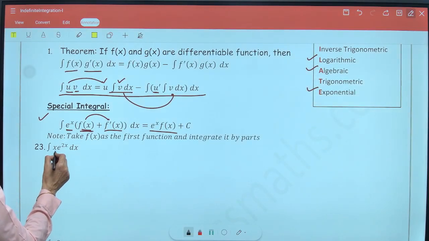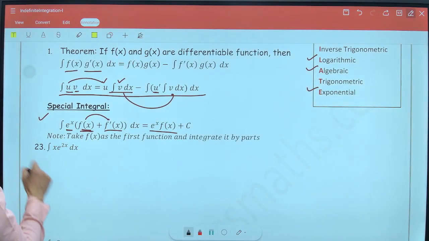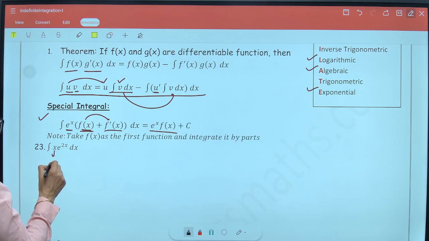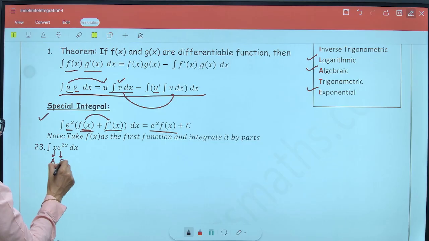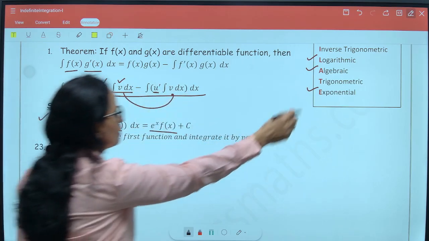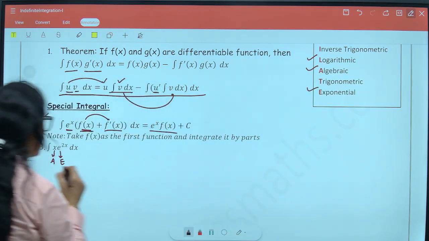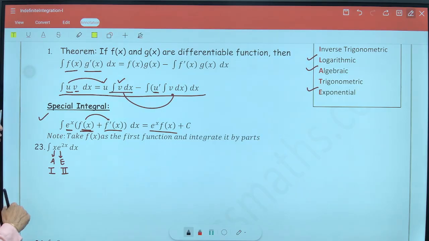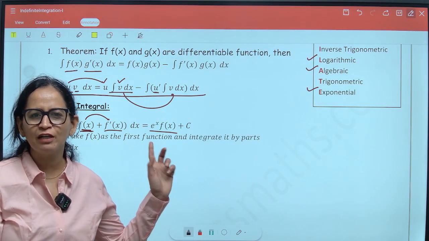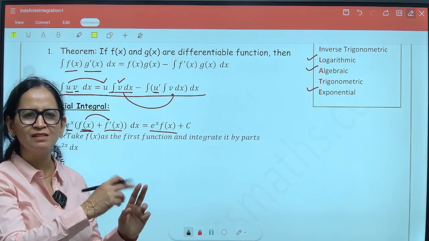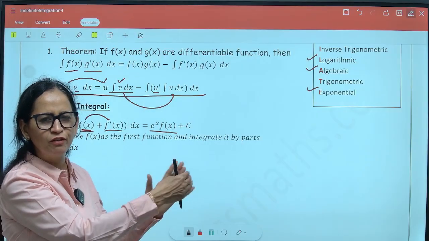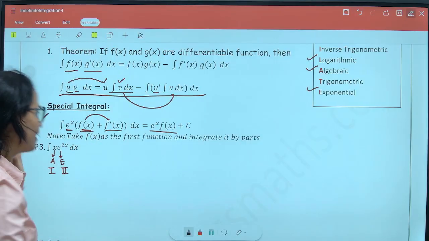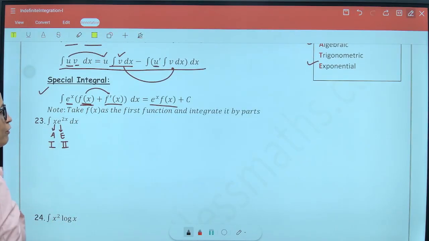The question is integral of x e raised to power 2x dx. Now here this is the algebraic function, this is the exponential function. That means the algebraic function comes first in this order. So x is going to be my first function and the exponential is going to be my second function. So how do we integrate? First function into integral of second minus integral of derivative of first into integral of second. Let's see how to write it. It is not confusing, trust me.